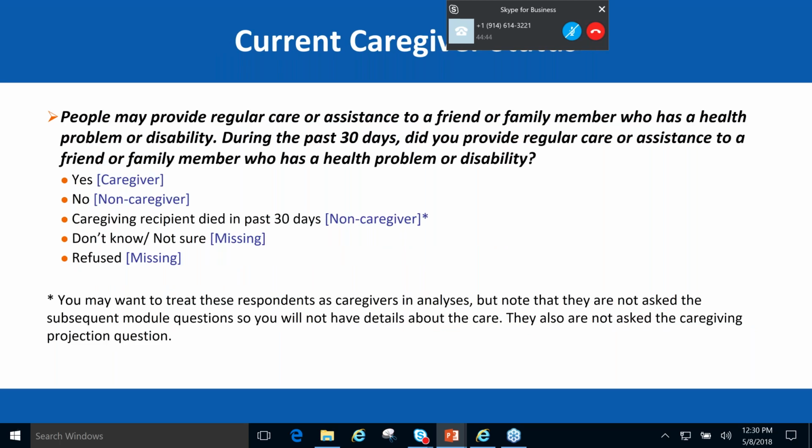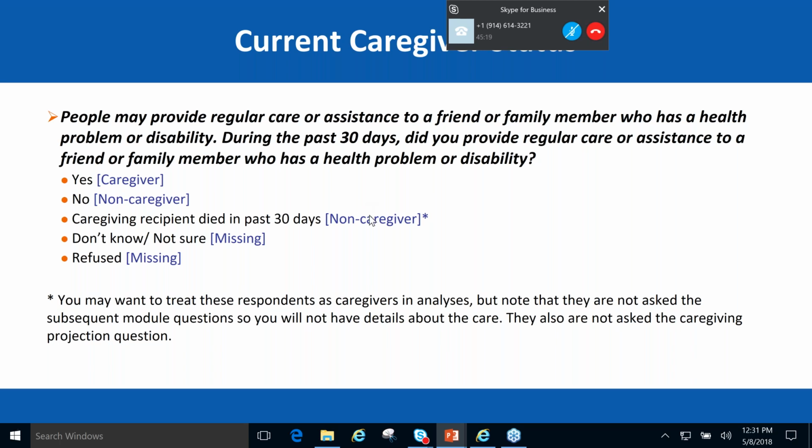So here is what we call the caregiver screening question. This is how we identify caregivers in the BRFSS. There's a short lead-in and then the respondent is asked, during the past 30 days, did you provide regular care or assistance to a friend or family member who has a health problem or disability? So that's our definition of a caregiver in the BRFSS, asking just about the past month if they provide care or not, if that care is regular, and then if they're providing it to someone who has either a health problem or a disability.